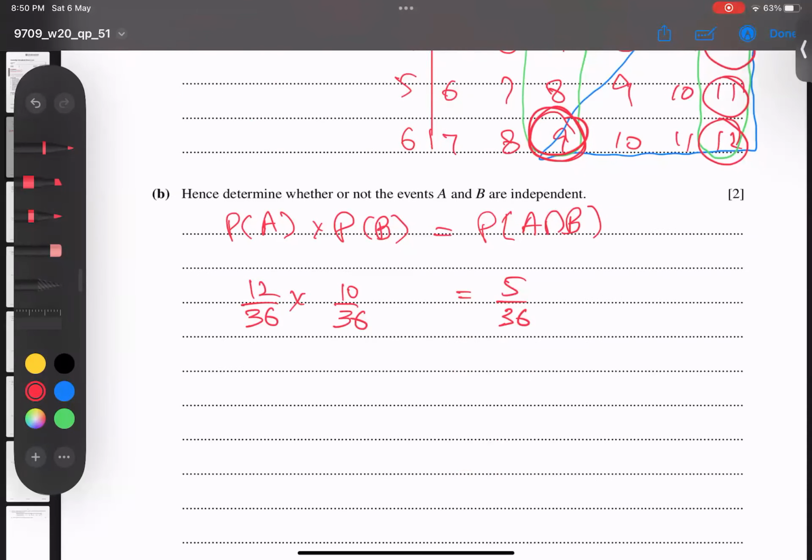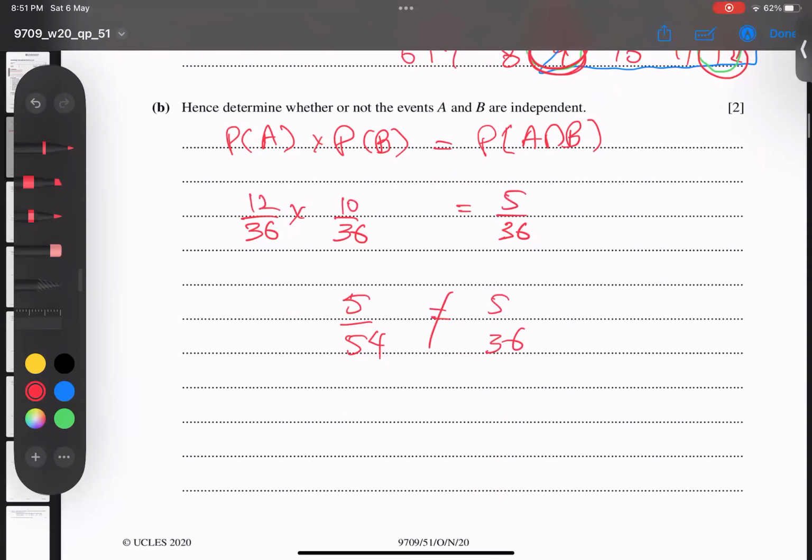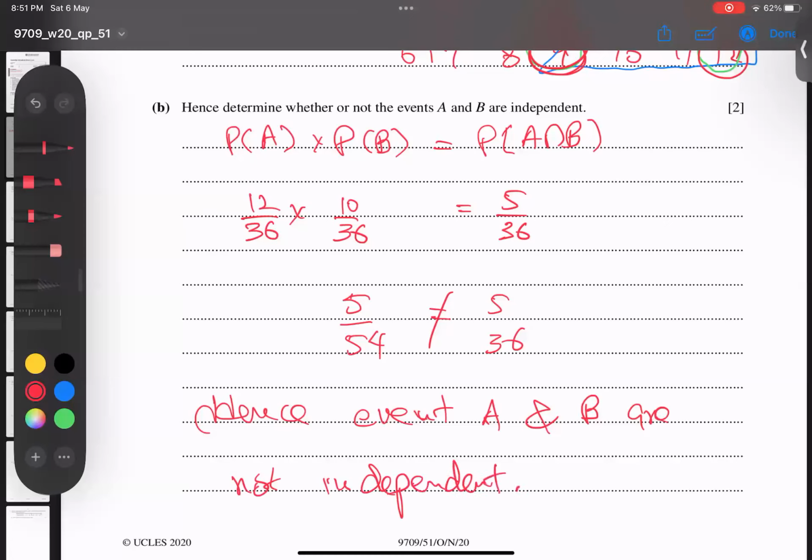So I think it is very clear now. If I just type in the calculator, the left hand side becomes 5 over 54, whereas the right hand side is 5 over 36, and they are not equal. So we can say that, hence, events A and B are not independent. So this question is clear, and let's go for the next.